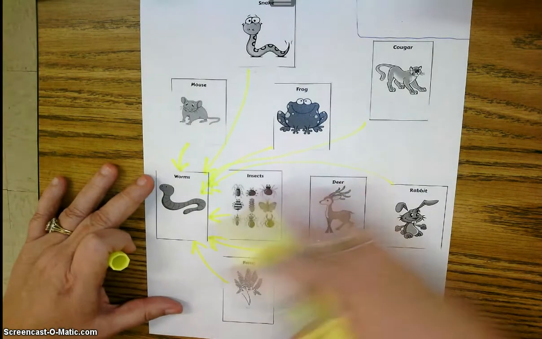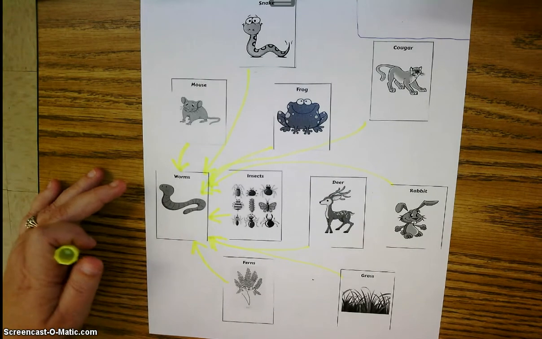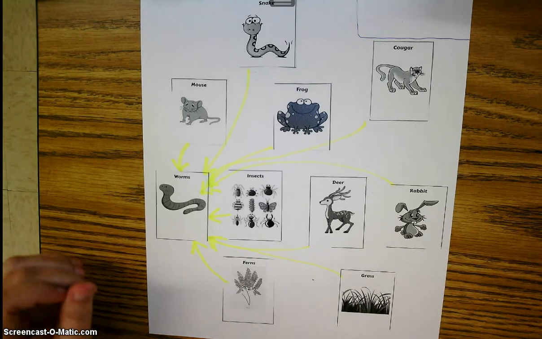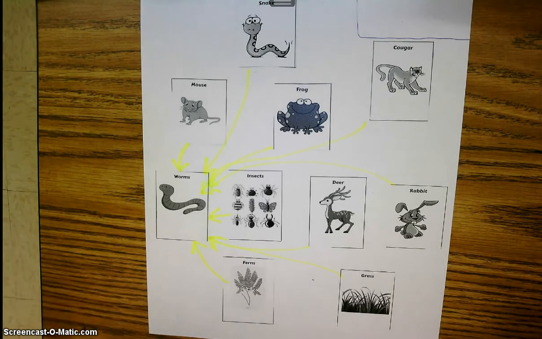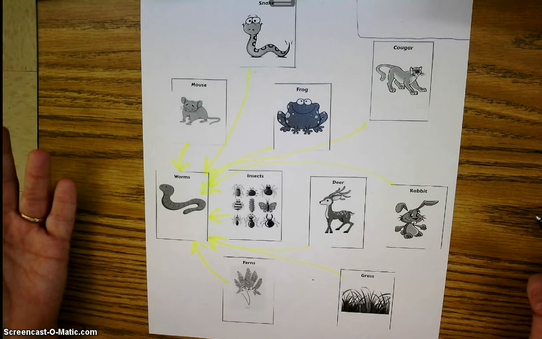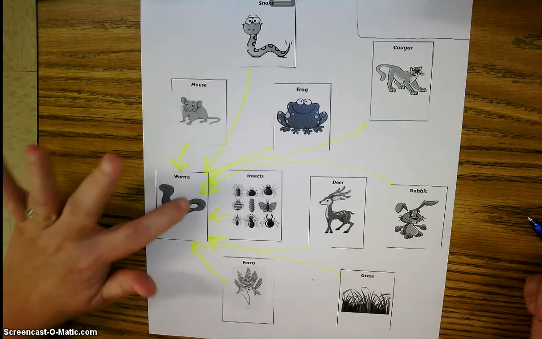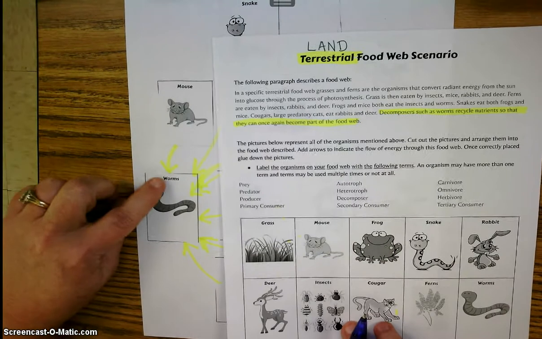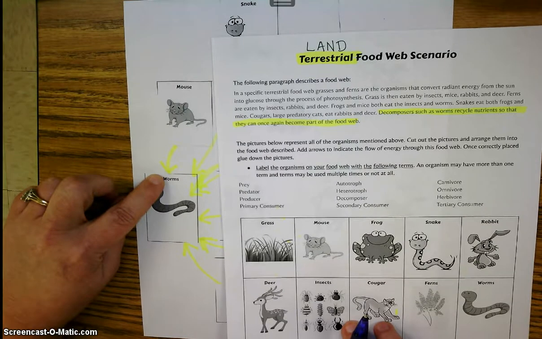Now, I'm using yellow so that it's kind of in the background. It doesn't get confusing with all these lines being yellow. The rest of the lines will be done in blue or black ink or pencil, okay? So only the decomposer is going to be done in yellow, all right?